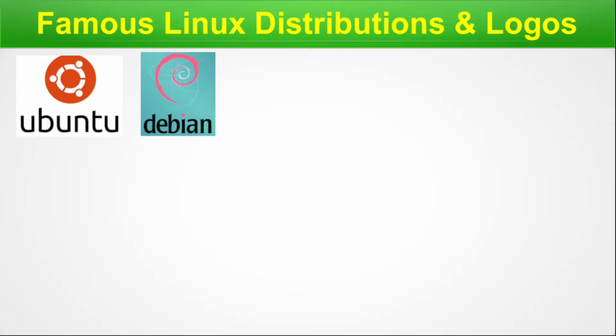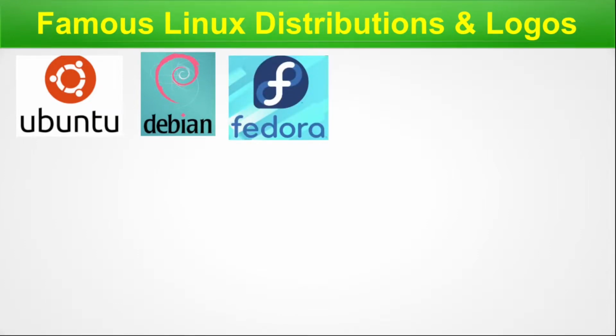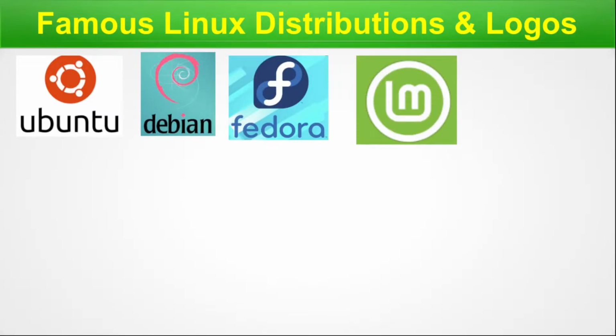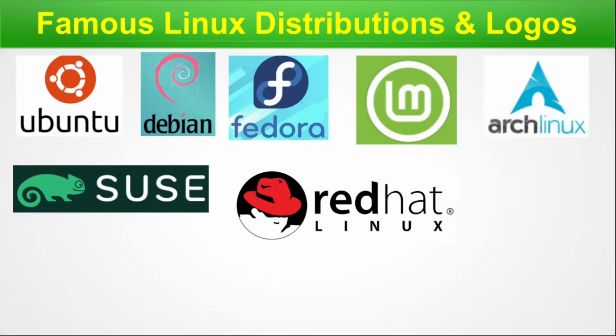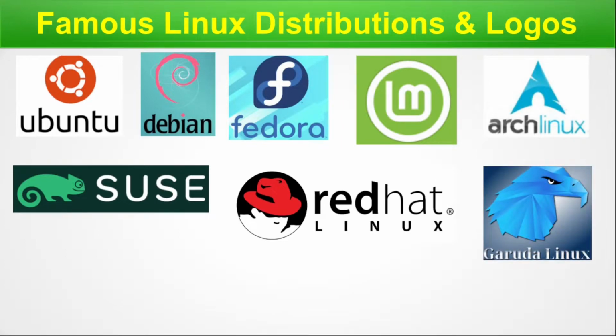So Ubuntu is a fork of the main Debian distribution. Next is Fedora. Fedora is also based on the Red Hat codebase. Next is Linux Mint. Next is Arch Linux. We have SUSE, and we also have Red Hat Linux. Also, we have Garuda Linux. Now, I will ask you a question: find out on the internet why Garuda is getting popular in the Indian subcontinent. Please go ahead, look for the answer and put your answers in the comments.